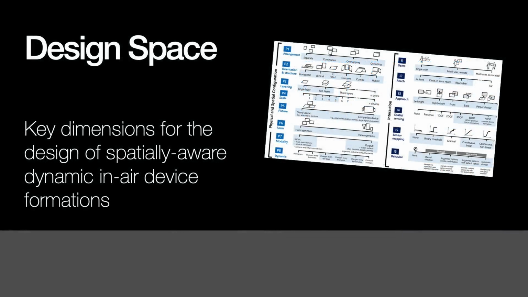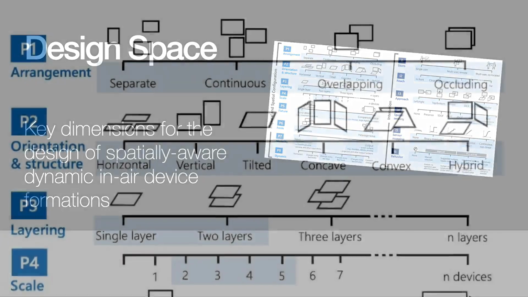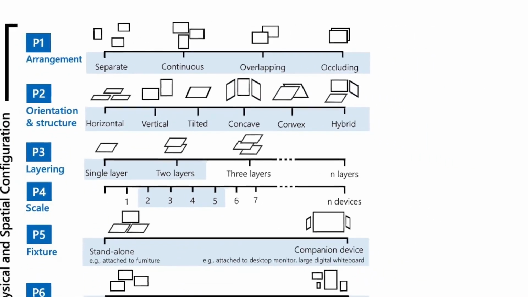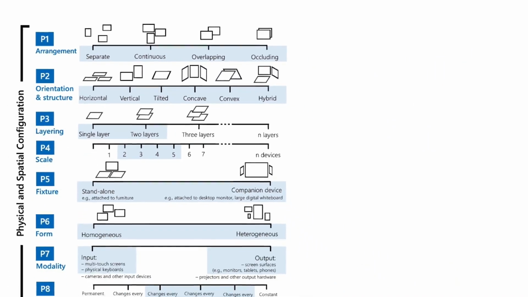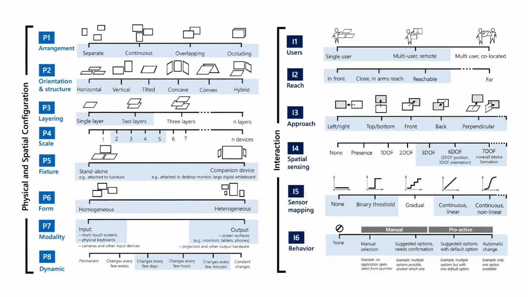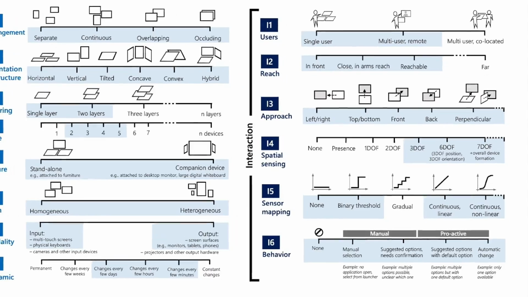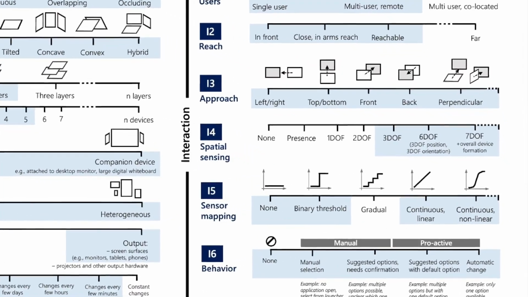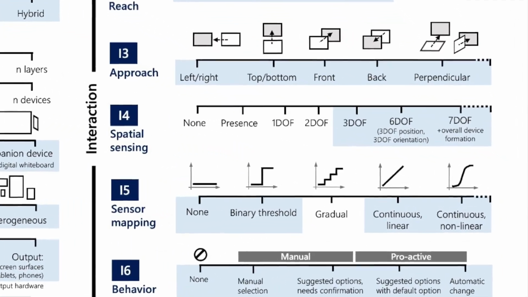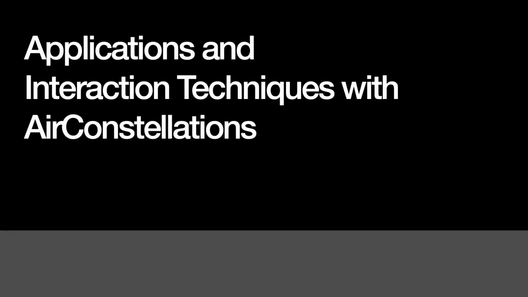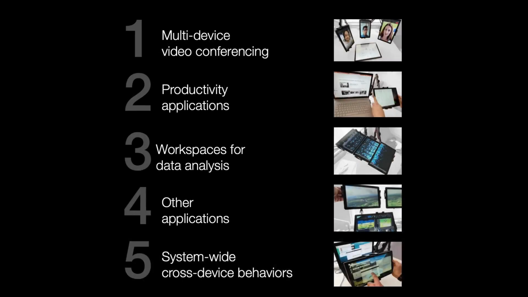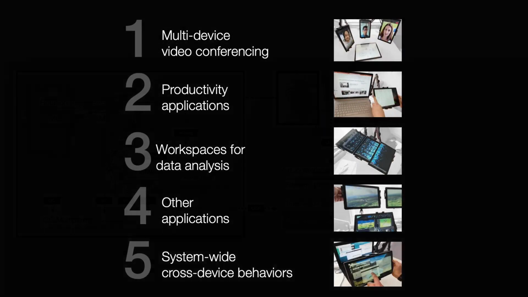We synthesized a design space for mid-air spatially aware cross-device setups along 14 dimensions of hardware configuration, such as physical arrangement and orientation, structure or layering, and interaction, with dimensions such as physical reach, approach of devices, sensor mapping, or behavior. We will go through a number of applications and interaction behaviors, illustrating techniques all across the design space.